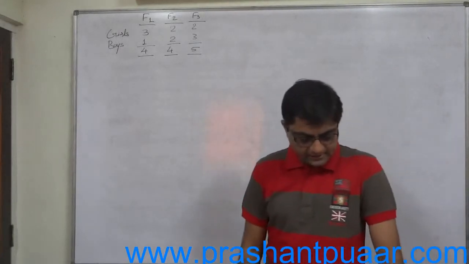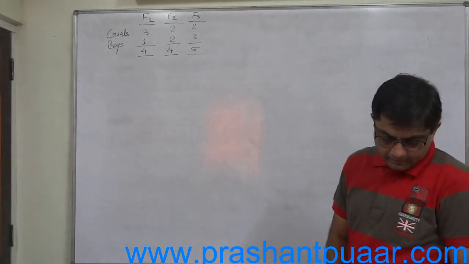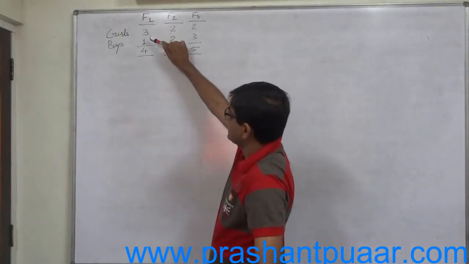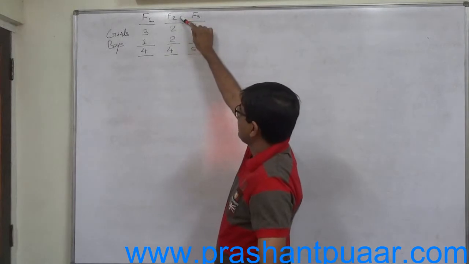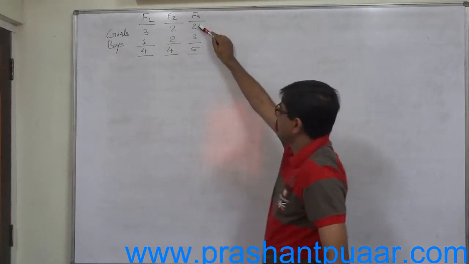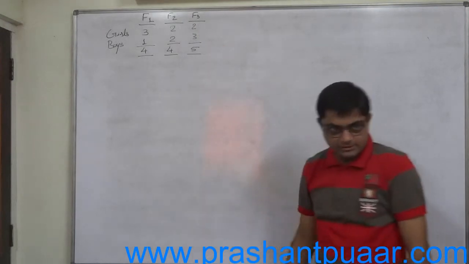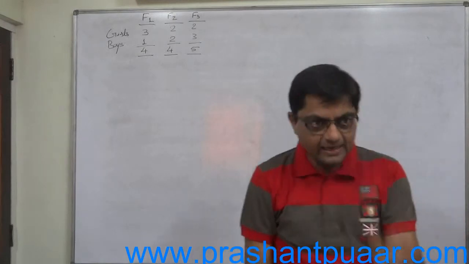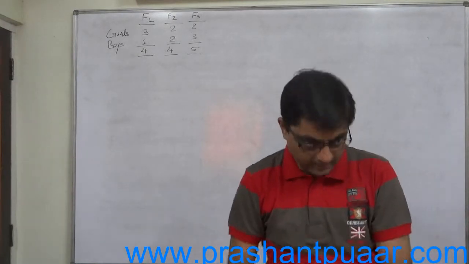There are three families having the number of children as follows: in the first family there are 3 girls and 1 boy, in the second family there are 2 girls and 2 boys, and in the third family there are 2 girls and 3 boys. One child is selected at random from each family.